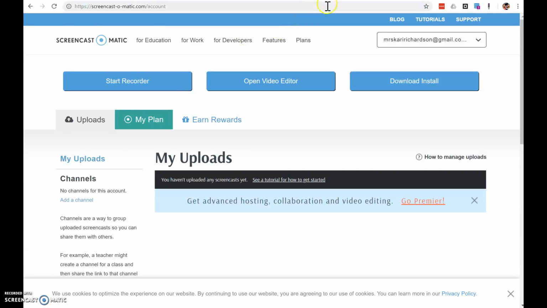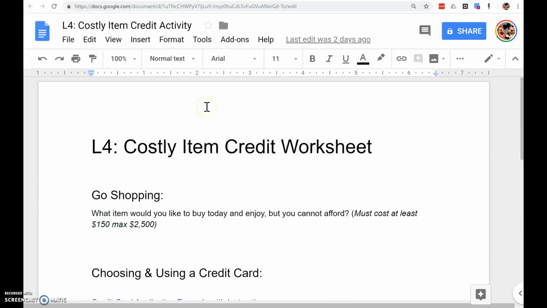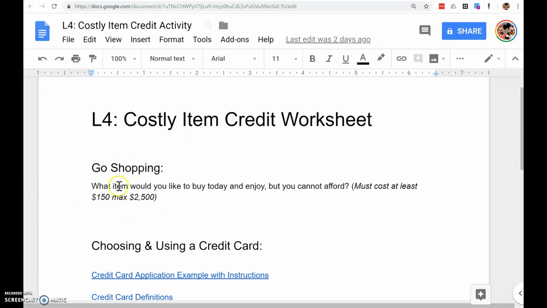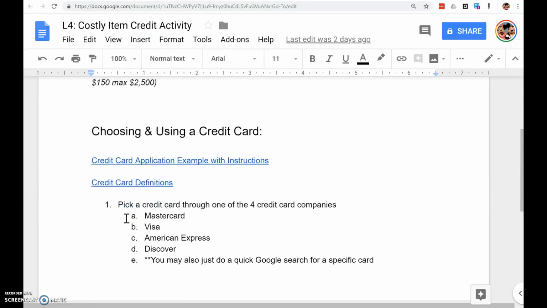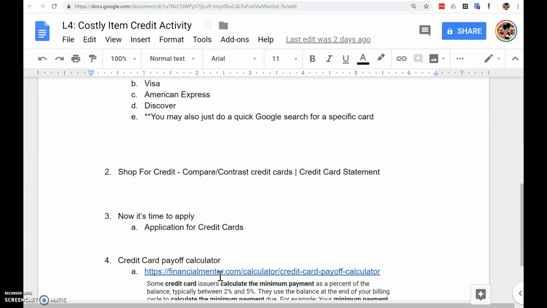Hi students, the second part of today's activity says to finish the costly items worksheet. So let's go through that real quick. Your costly item, you already should know how much it's going to cost you. We went ahead and looked at credit cards, we shopped for credit cards, and you should know basically what the APR is for the credit card that you chose.